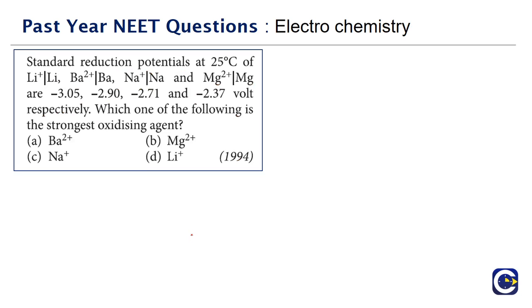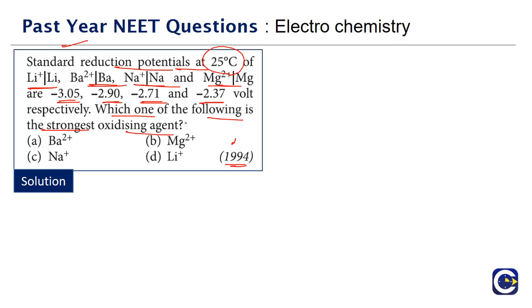Next we have a question that came in the year 1994. The standard reduction potentials at 25 degrees centigrade of lithium, barium, sodium, and magnesium electrodes are: what are the reduction potentials? Minus 3.05, minus 2.9, minus 2.71, minus 2.37. Which of the following is the strongest oxidizing agent?